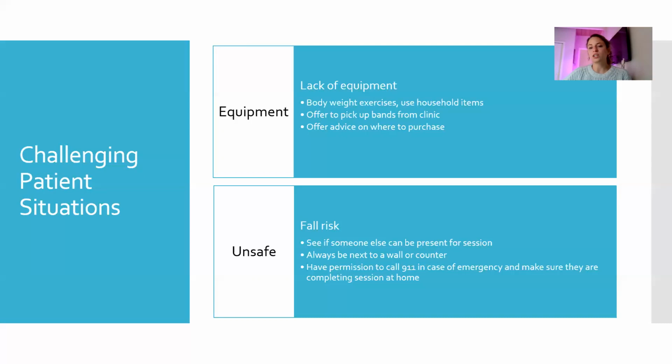Obviously always have the patient next to a wall or a counter if you're doing something that may challenge their balance and compromise their safety. And one other thing to think about is, if this is a patient that you're concerned about, have permission to call 911 in case of an emergency and make sure that you know where they are. If they are at home, that way you can tell the 911 dispatcher, this patient fell, I think they need assistance, they're at this address. So just something to keep in mind. We hope that never happens, but just in case, we want to be prepared.